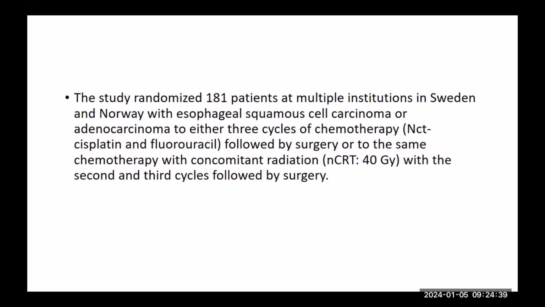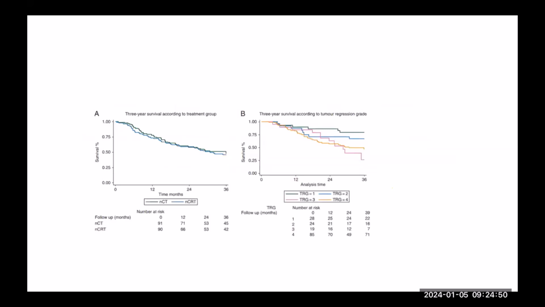181 patients in Sweden, again randomized, esophageal squamous cell or adeno. Again, the trial included both types, NACT followed by surgery or NACTRT followed by surgery. The dose of radiation was 40 Gy. However, this trial did not show any survival benefit. As we can see, the survival for the NACT and the NACTRT was the same as shown on the left. The graph on the right is showing that those patients who had more tumor regression and better pathological response had a better survival, whether that response came with NACT or whether that came with NACTRT.